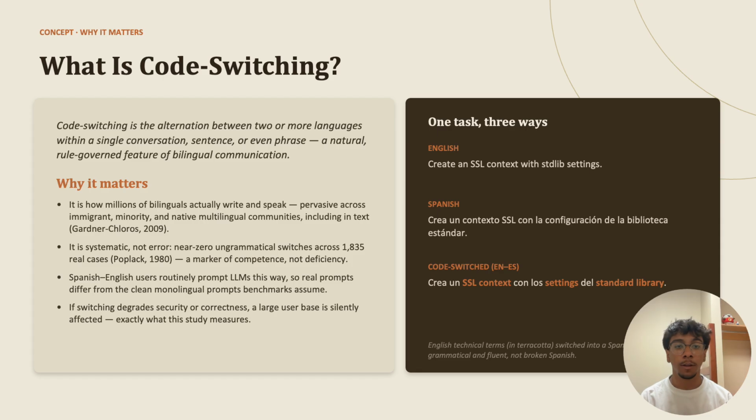So before we start with talking about the actual project, I wanted to give some background information about what code switching is. In the context of this project, code switching is the alternation between two or more languages within a single conversation, sentence, or even phrase. It is important to talk about code switching in this context because it is a way of speaking for millions of bilinguals. So many people write and speak this way, and it is important to note also that this is a systematic way of communicating. It is not related to a deficiency of either language.